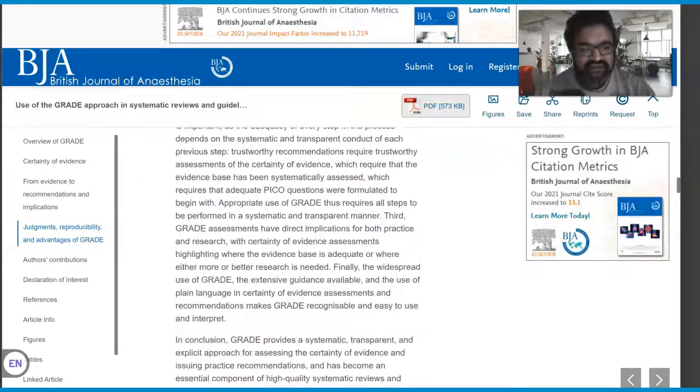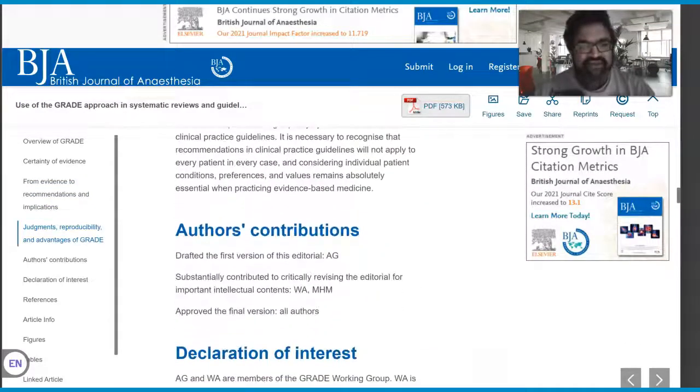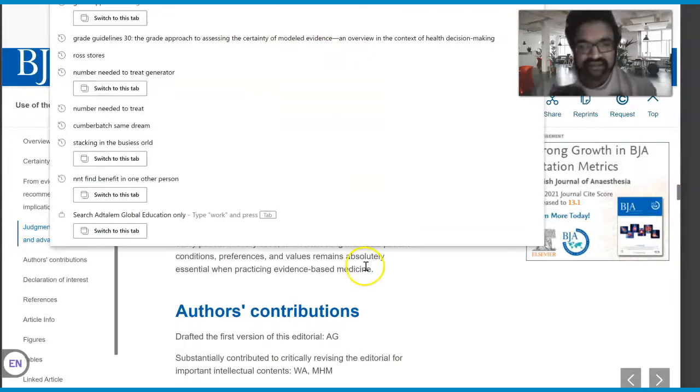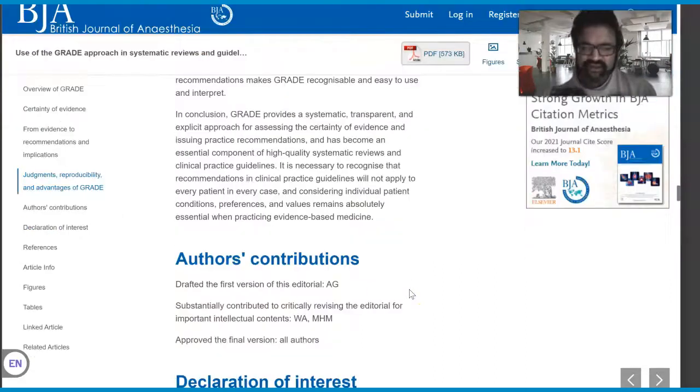So there are a lot of different and specific components that are important in the context of understanding more detail about the level of evidence that is provided through the GRADE framework.